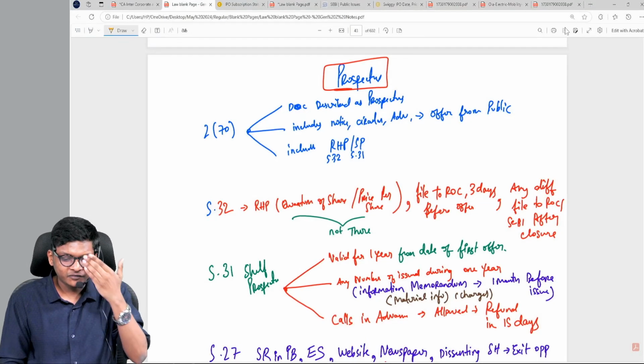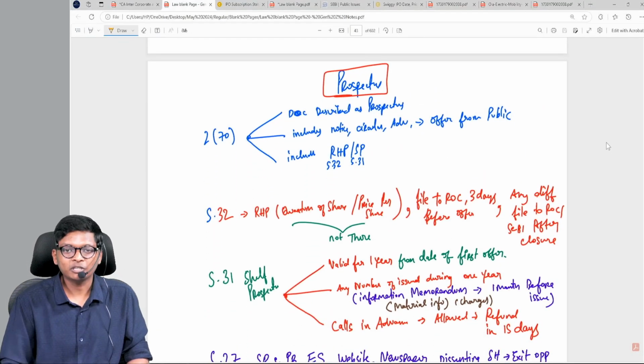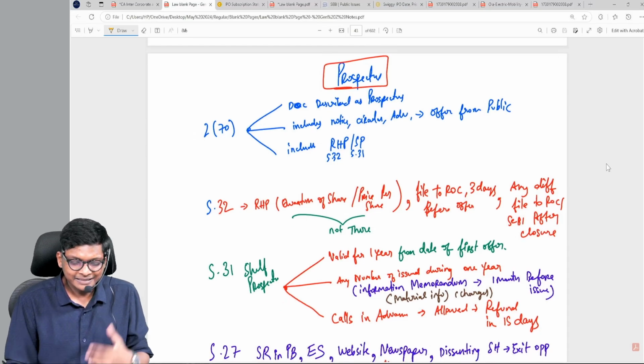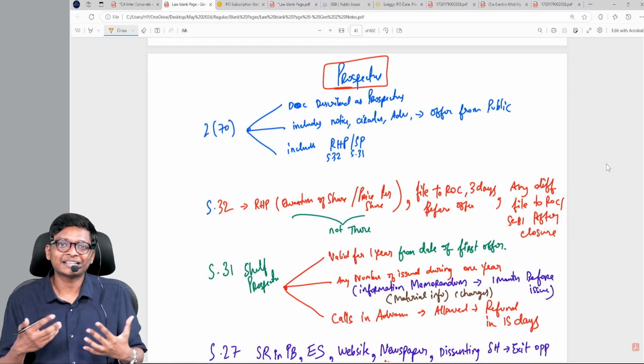Now, how to revise the prospectus from your GenZ notes, guys? This is the prospectus GenZ notes that we have, in the same order that we did the whole day. See if you're getting the clarity.